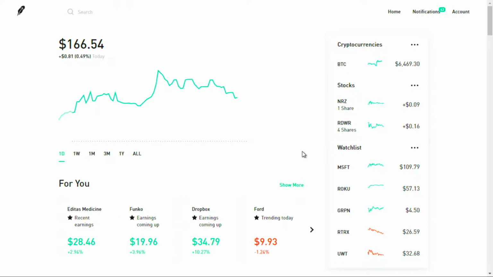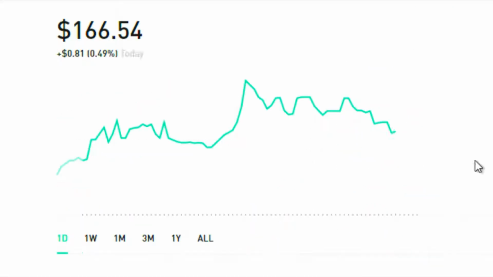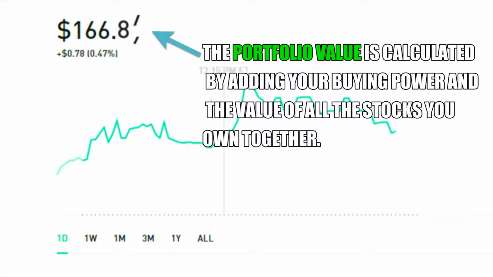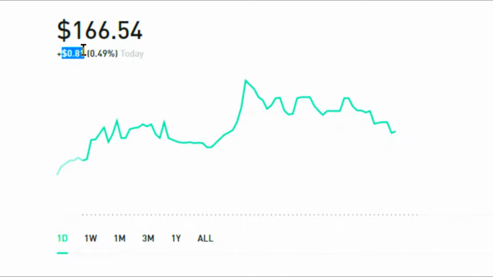Today I'm going to be explaining the Robinhood user interface. This right here is your portfolio value. This is just a number and this is a graph. This is your total return for that time frame, and this is the percent instead of a number.